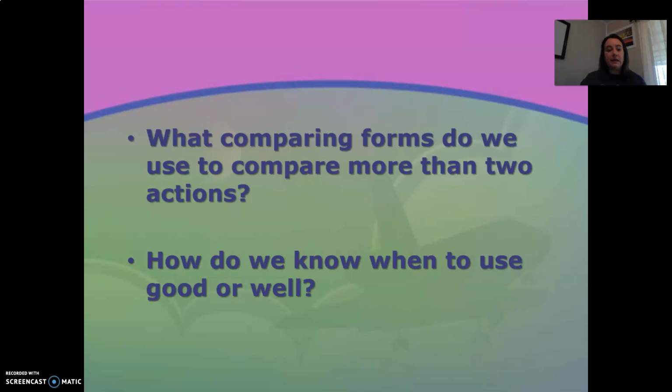How do we know when to use good or well? Good is always an adjective. Well is an adverb unless it's talking about your health. Then it's an adjective. So if we are describing a person, place, or thing, we would say good. That's a good dog. But if we are telling how something is done, we would use well. Like you did well on that test. And then if you're talking about how you feel, you use well. I feel well today.